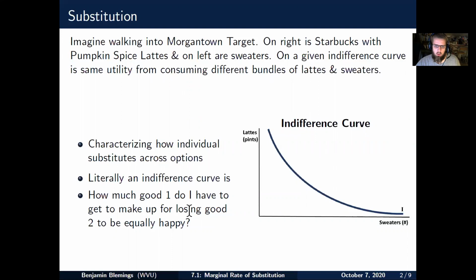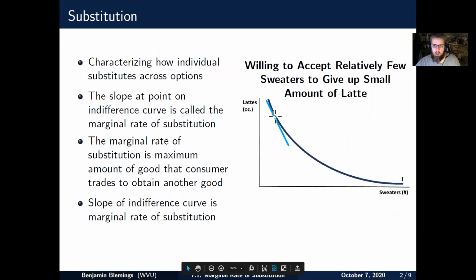So, like I said, how much good 1 do you have to give up to make up for losing good 2? Good 2 being sweaters, to be equally happy. And so we see that if you were consuming a relatively large amount of lattes and relatively few sweaters, then if you want to give up some latte, you don't really need that many sweaters, and that's because you already have a lot of latte. So sweaters will be valuable compared to the amount of latte that you already have at that point.